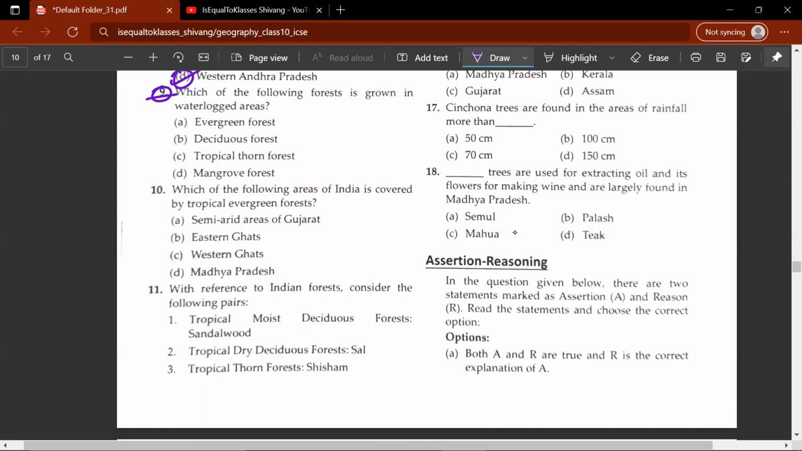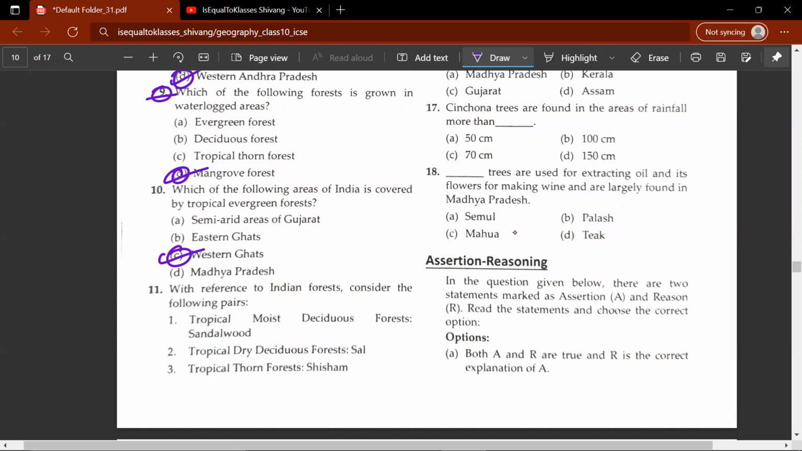The ninth question, which of the following forests is grown in waterlogged areas? Would it be A, B, C, or D? This would be D, mangrove forest. Which one of the following areas of India is covered by tropical evergreen forests? So for this, the correct answer would be C, Western Ghats.